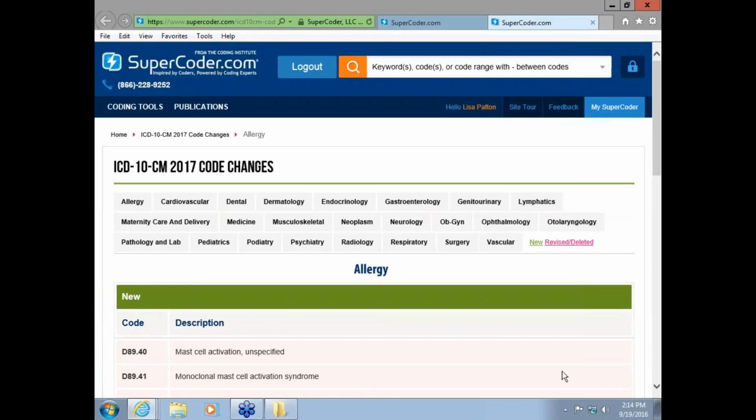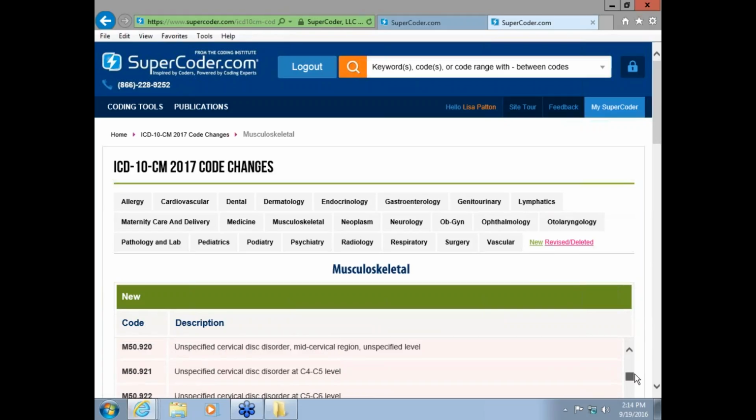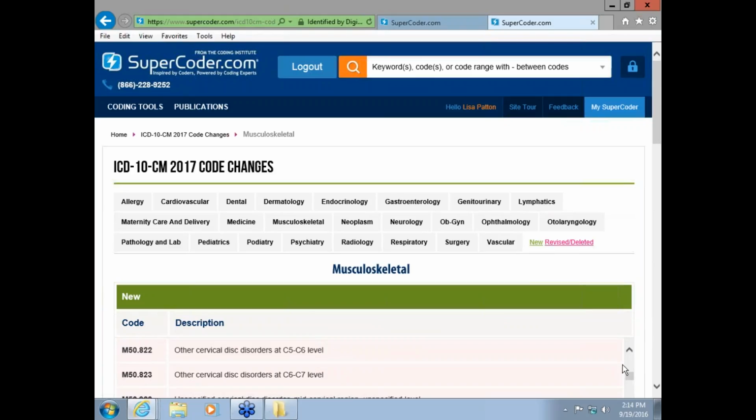So if you go to musculoskeletal, you will see what tells you that you have something voluminous to do. Look at how little that is. If I start moving down, we will not end. We'll keep going. So I want you to know this.